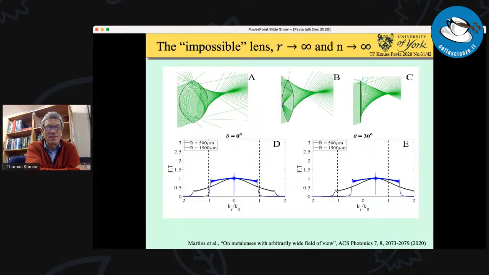Now, clearly, we can't make this, but we can use the equivalent phase profile that this lens would produce and replicate it in the meta lens. So that's how you have to think about it. We're creating a phase profile here for a lens with infinite radius and infinite index.